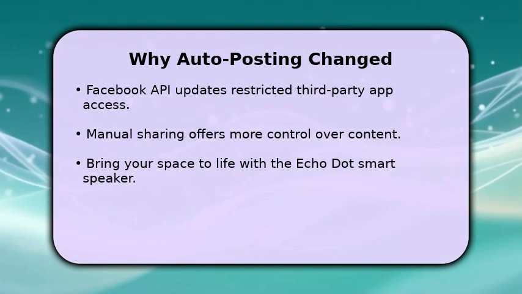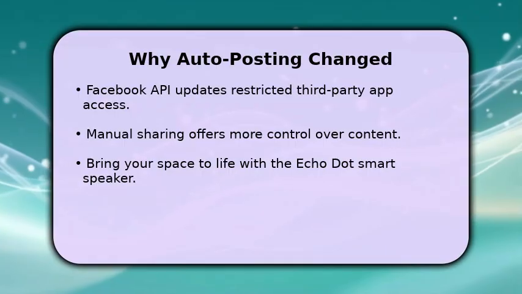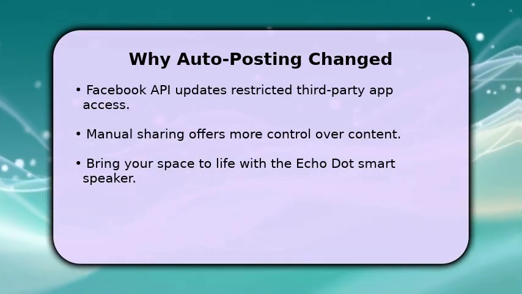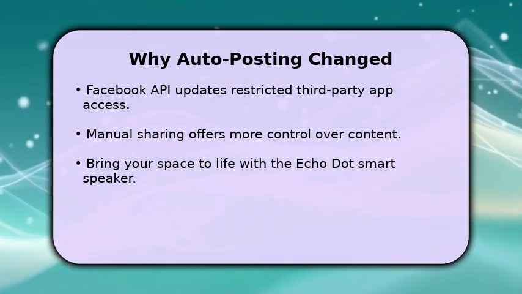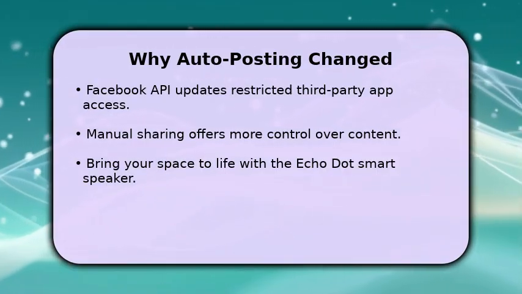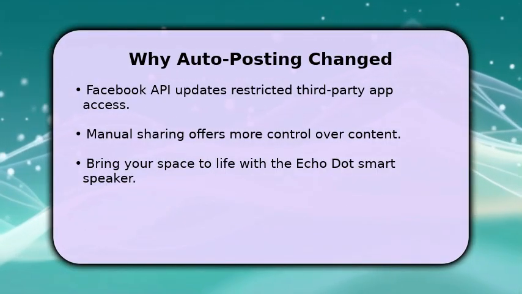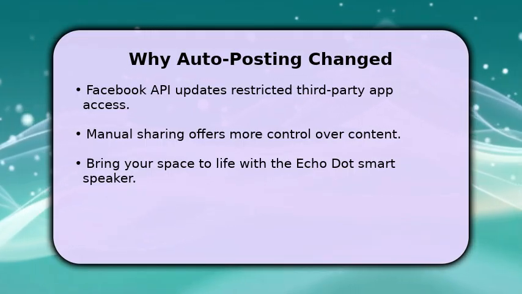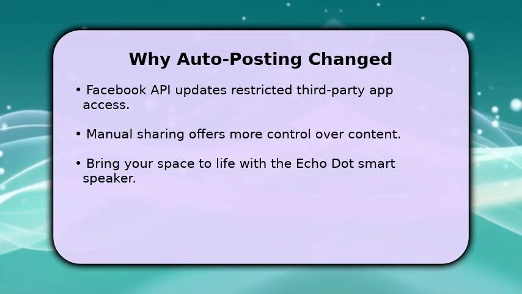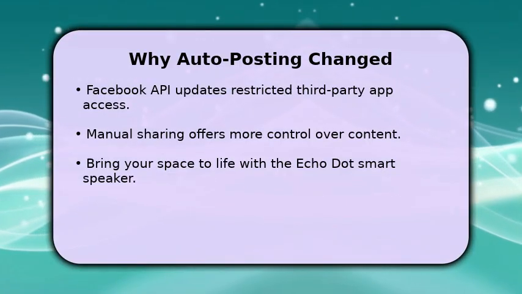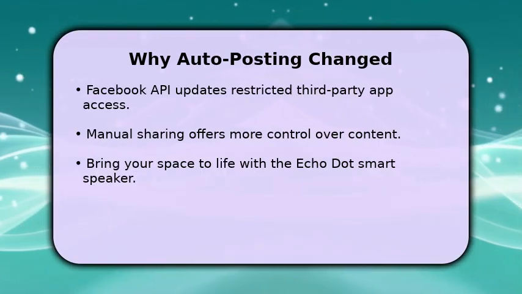The ability to automatically post tweets to Facebook ended due to Facebook's API changes, implemented to enhance user data privacy and control over third-party applications. While this means a bit more manual effort, it also gives you greater control over what content you share on each platform.